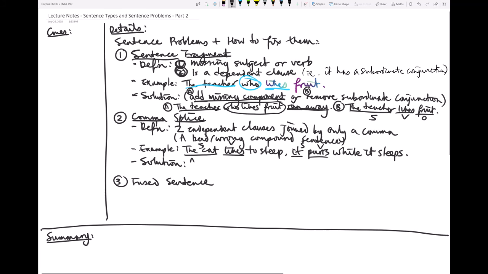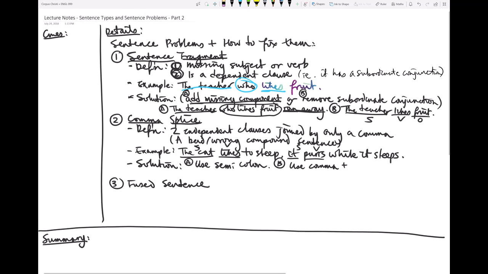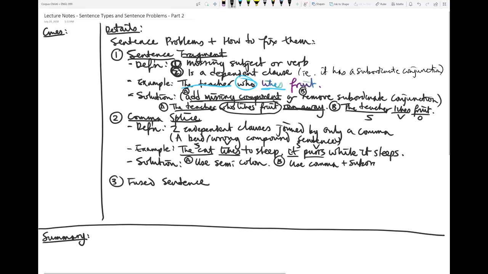So A, use semicolon, or B, use comma and subordinate conjunction. Either way, I'm making a proper compound sentence, so it might look something like this.